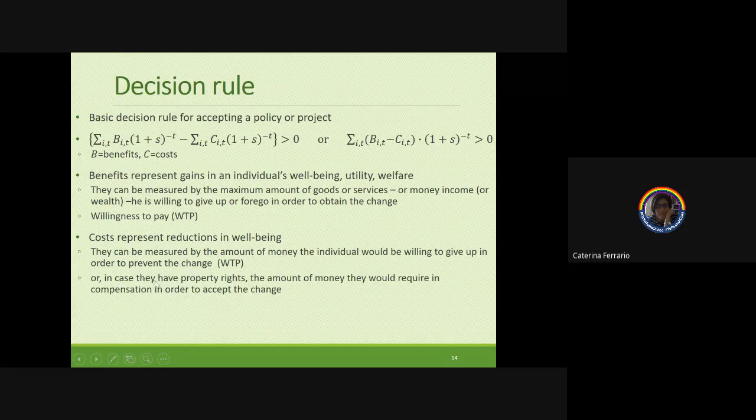Or conversely, the amount of money that the individual would require in compensation to accept the change. So, as it's not written here, willingness to accept. Oh, yes, it was here, sorry, in the further line. So we measure benefits using the concept of willingness to pay, and either willingness to pay or willingness to accept to measure costs.